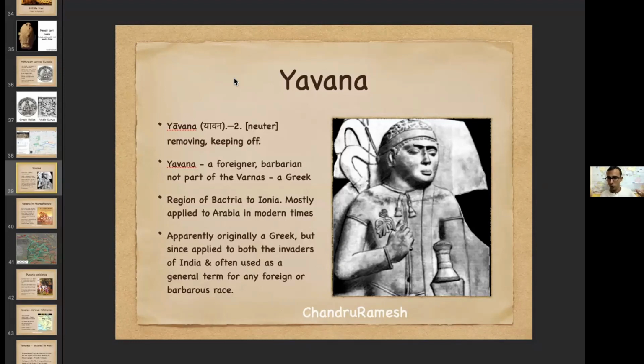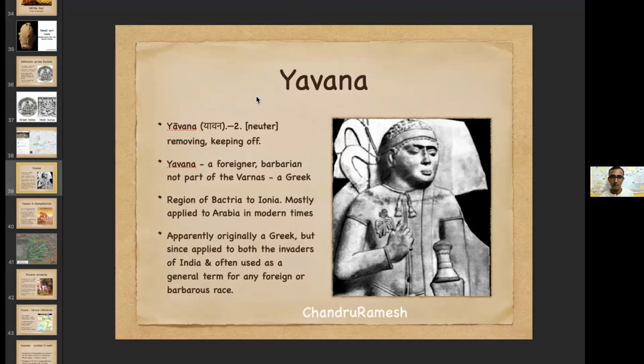All men are humans, but all humans are not men, because there are also women and transgender people. So they are also humans. So basically, humans are the superset; men, women, transgender are subsets. Similarly, Yavana is a superset, and the Greeks, those who are followers of the Greek culture, are one branch of the Yavanas. That is one important thing which we need to understand.